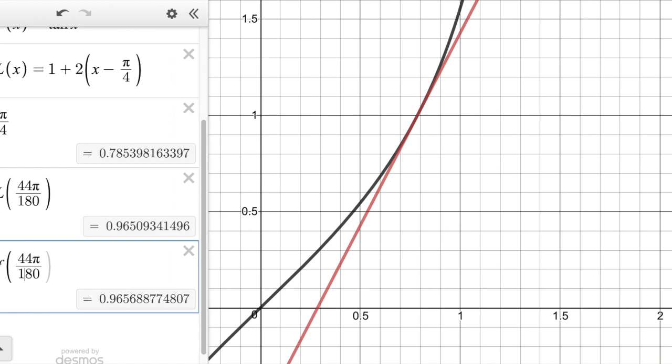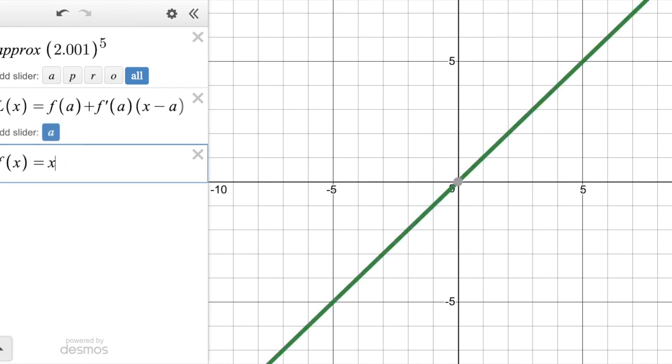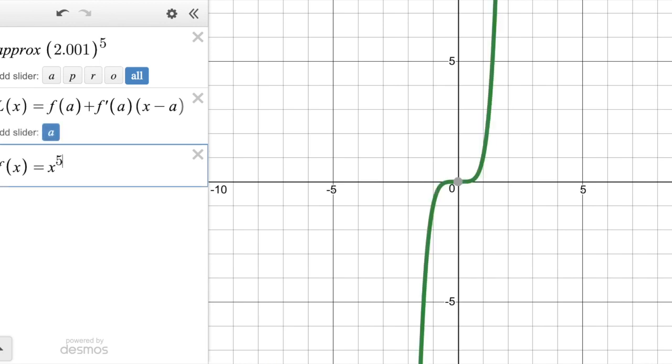All right, so let's do one more where we don't know what f is. This time we want to do an approximation for 2.001 to the 5th. So we have to figure out our own function. I'm saying probably a simple function. F we'll say is x to the 5th. So basically we want to figure out what the function is and then a nice easy number for a. This is very close to 2, so we will use a equals 2.